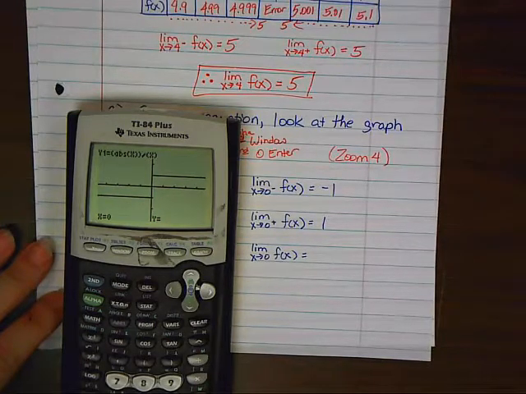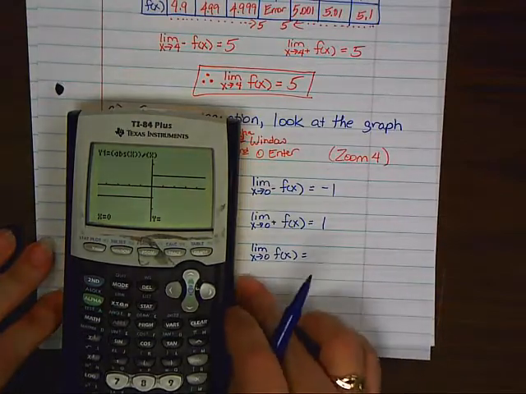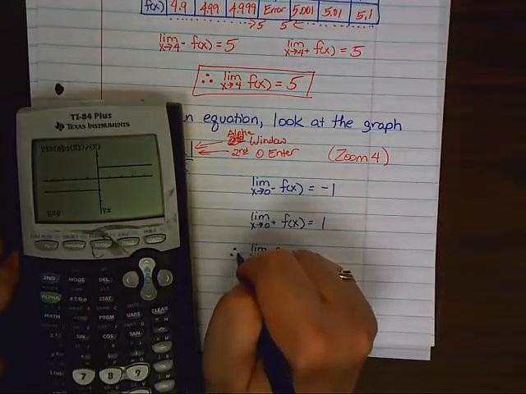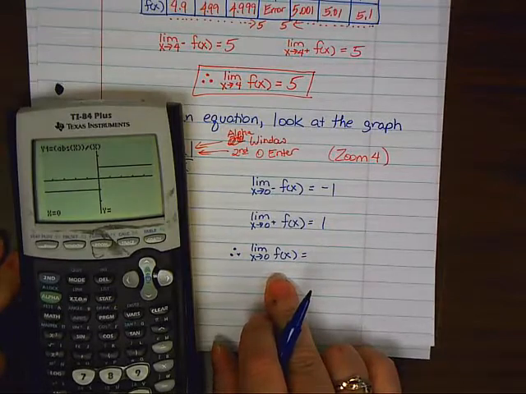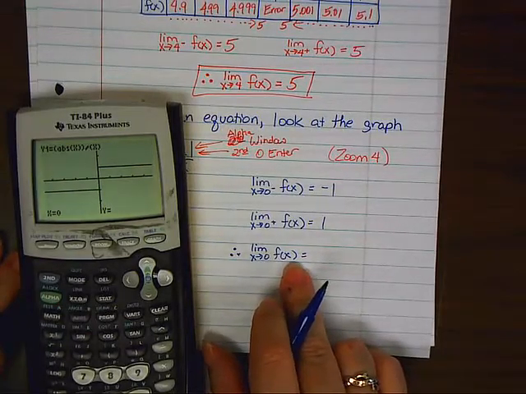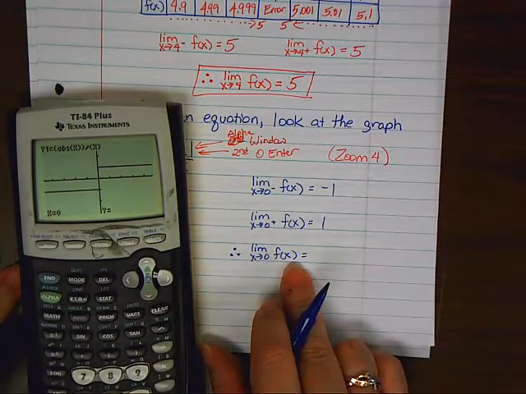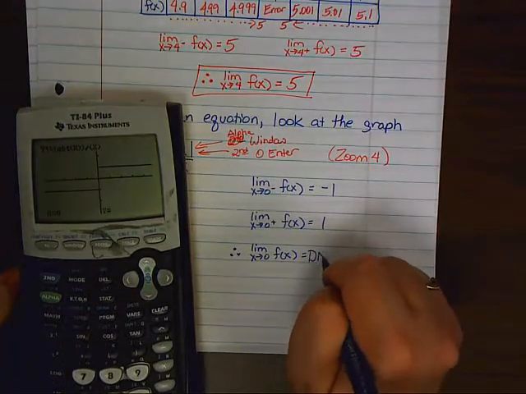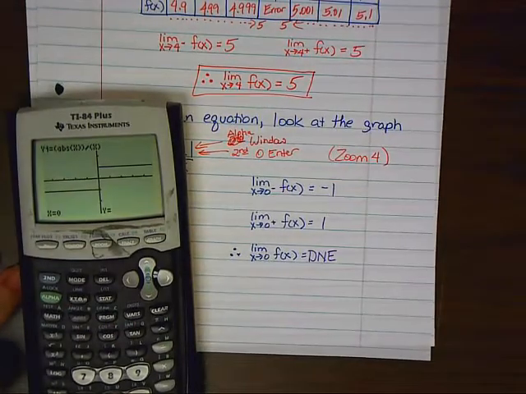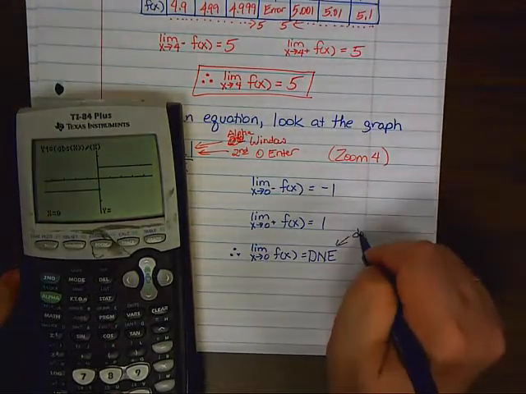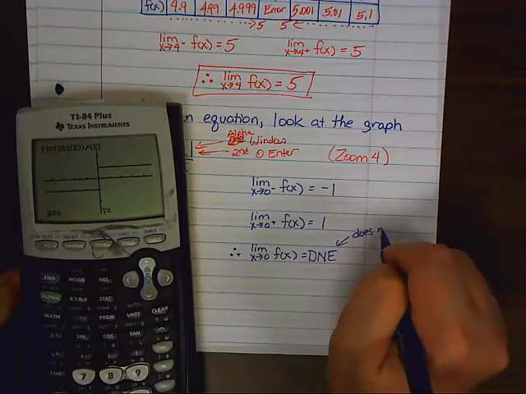Question? I got it. Oh, you got it? Okay. Now, therefore, let's put a little therefore there. We don't have to, but I'm going to this time. Therefore, the limit as you approach 0, what? It does not exist. We're going to write DNE. DNE is going to be your friend. This stands for does not exist.